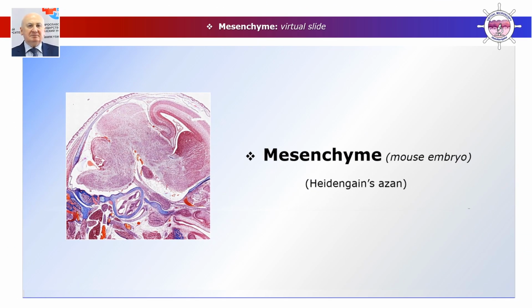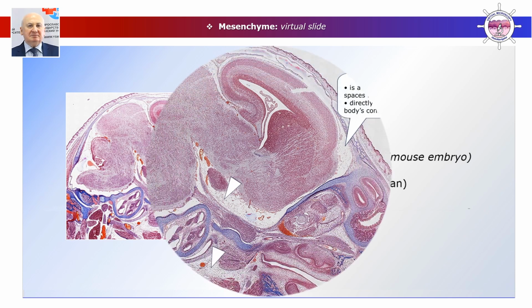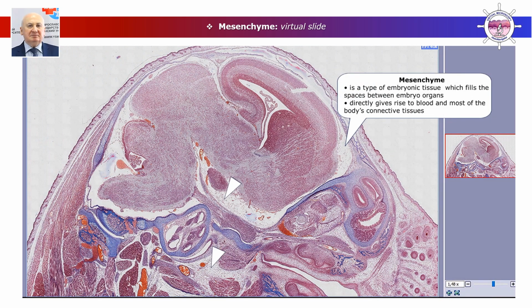All cellular elements of connective and supporting tissues have a common embryonic origin. They develop from mesenchyme. Mesenchyme is a type of embryonic tissue which fills the spaces between embryo organs. Mesenchyme directly gives rise to blood and most of the body's connective tissues.